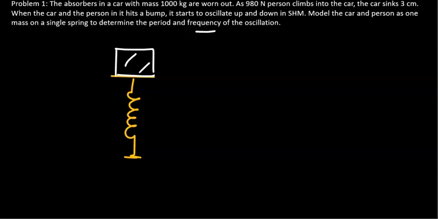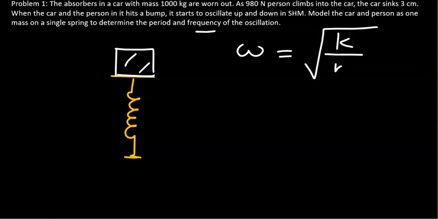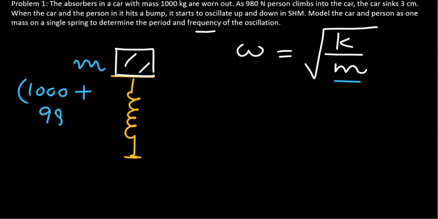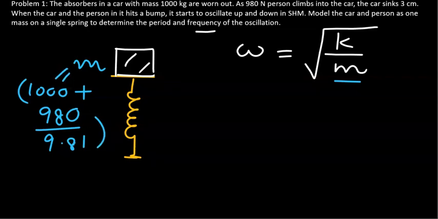Now we begin by calculating the angular frequency. Angular frequency is given by the square root of the spring constant over the mass. In this case, the mass is the mass of the car, which is 1000 kg, plus the mass of the person. The mass of the person is the weight of the person divided by the gravitational acceleration, 9.81. So that is the mass, m. But first we need to determine the spring constant, k.